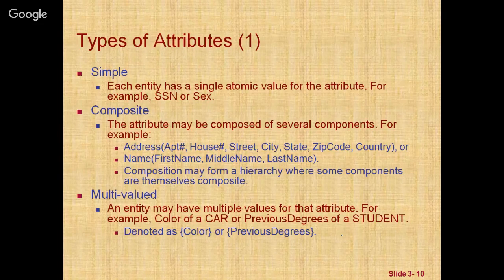Okay. So in some cases, an attribute can have a set of values for the same entity. Such attributes are nothing but multi-valued attributes. So an entity which has multiple values for that attribute. So again here, for example, the color attribute of a car may be restricted to have between 1 and 3 values. If we assume that a car has 3 colors at most, okay, or for example, the previous degrees of a student, okay.